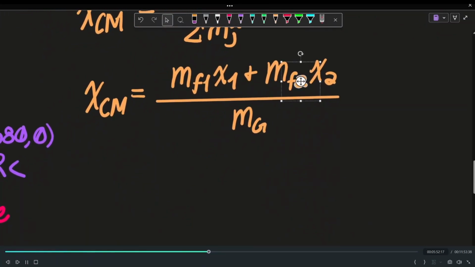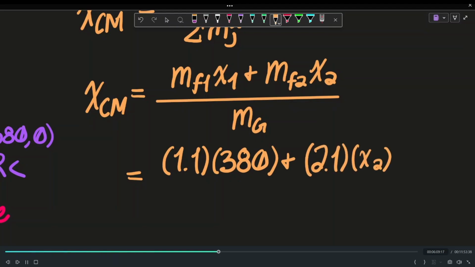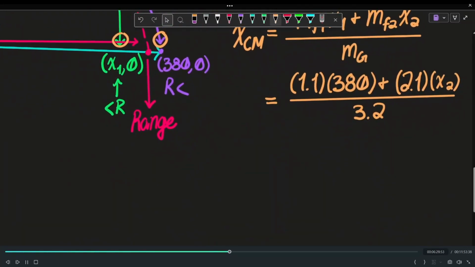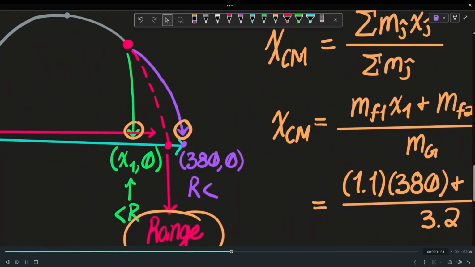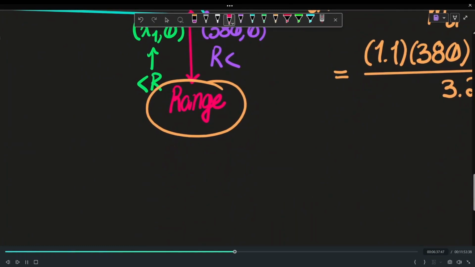So what does this leave us with here? We know m fragment 1 is 1.1, x1 is 380, plus this is 2.1 times the unknown position we want, over, of course, the total mass of the grenade. Now from here we have two unknowns. We don't know the center of mass, nor do we know the final position. But there's something else. We know that if the object had landed without breaking, it would land at, we'll do it in red, the range, comma 0.